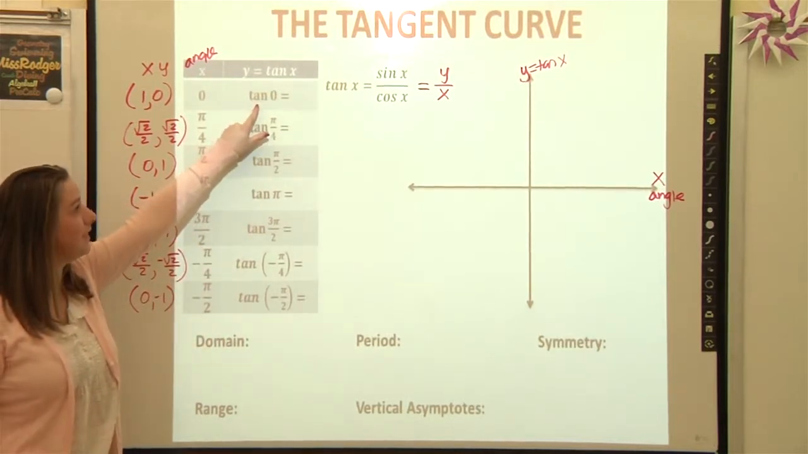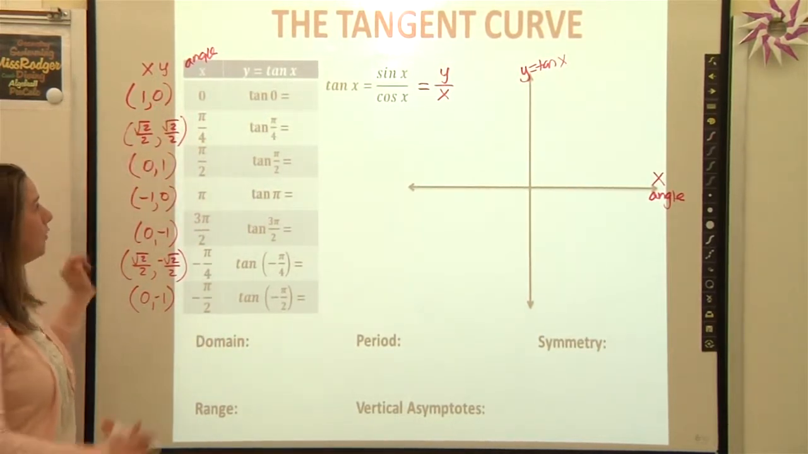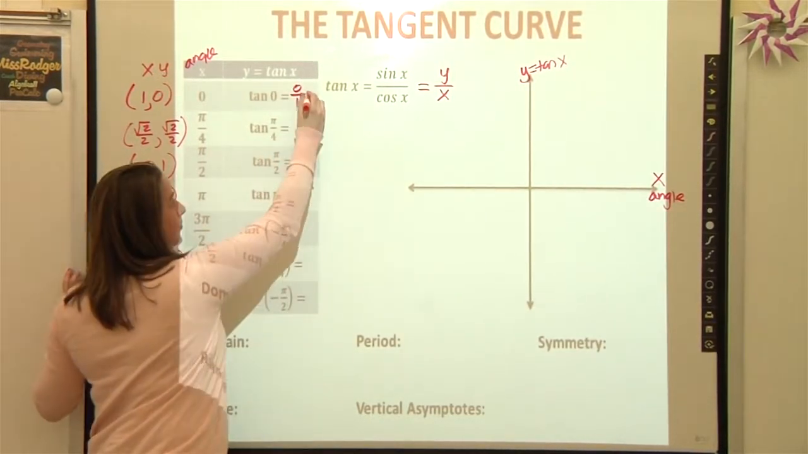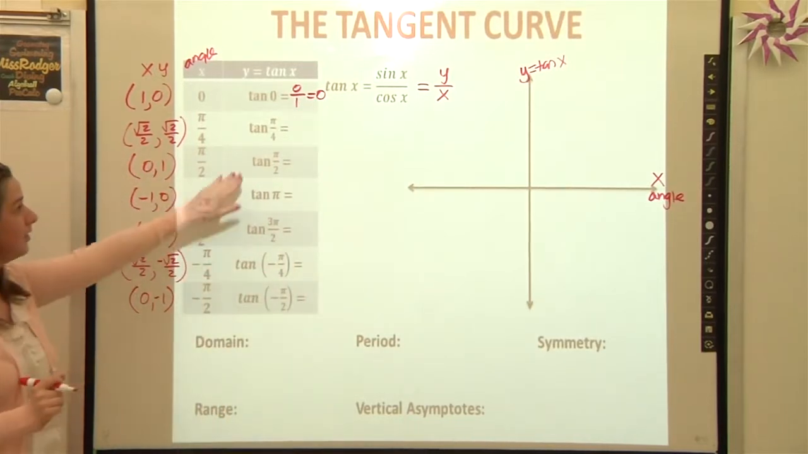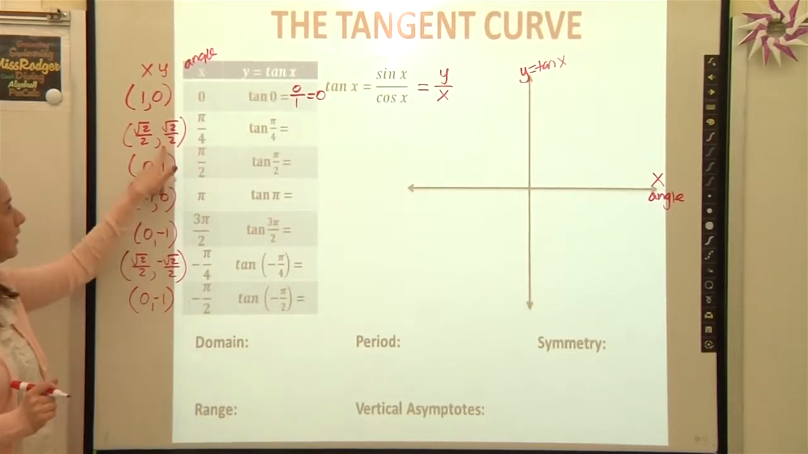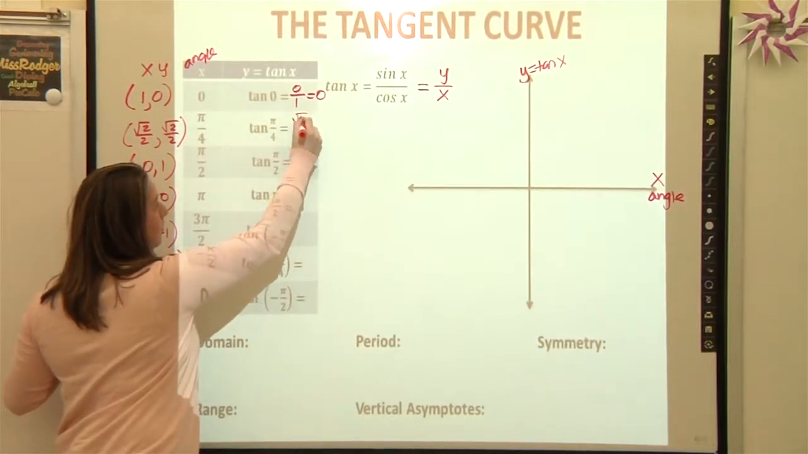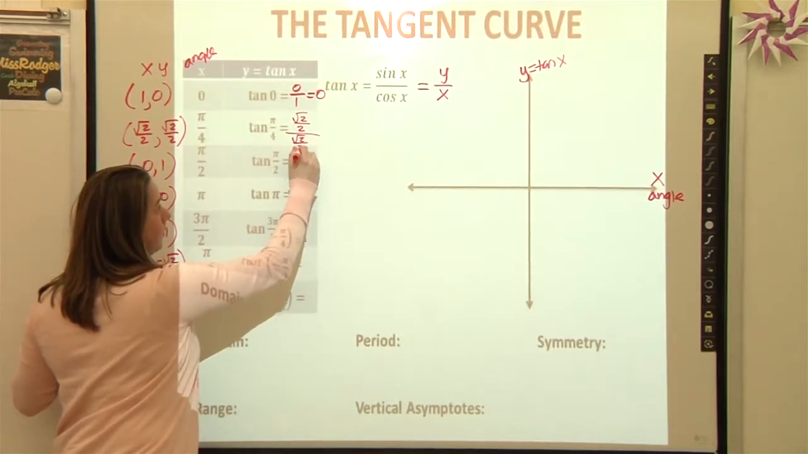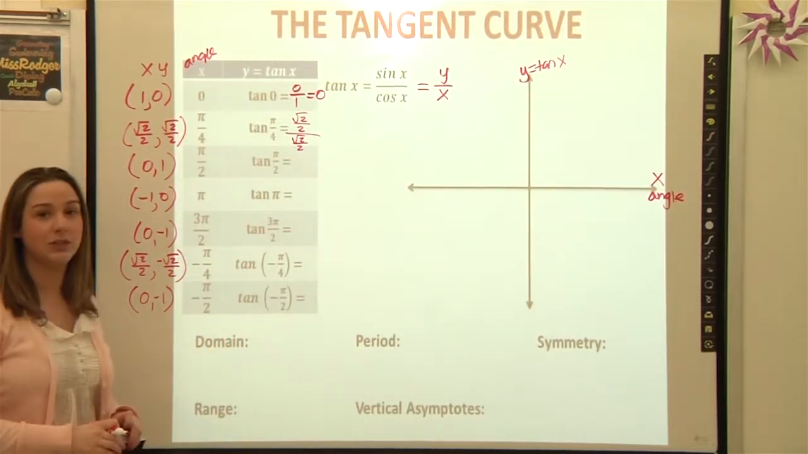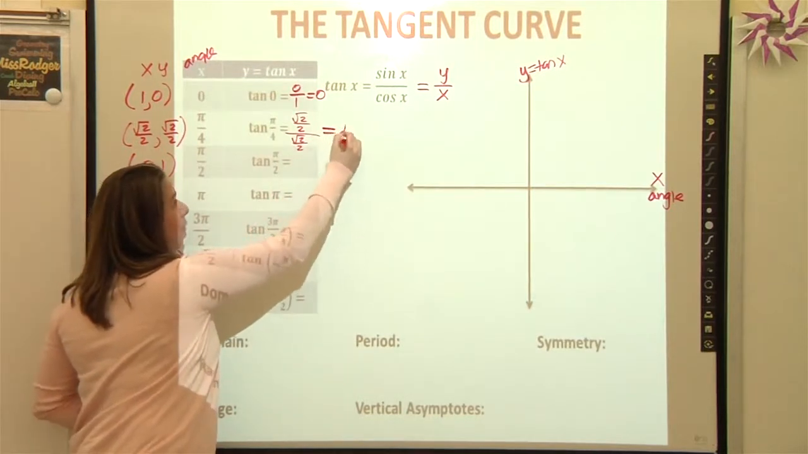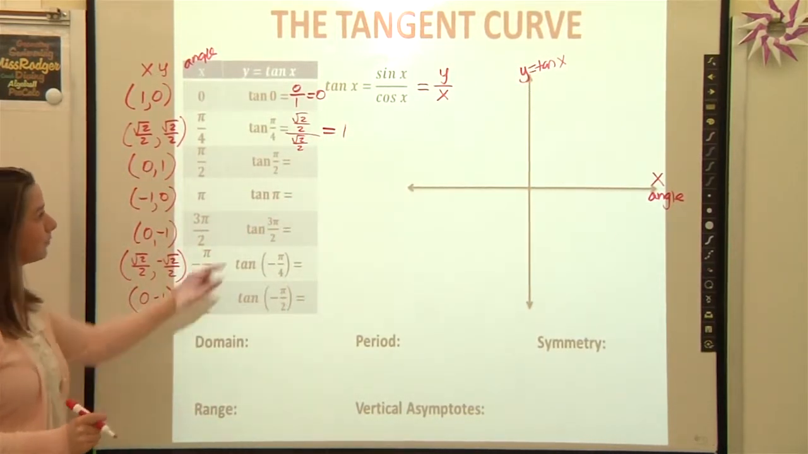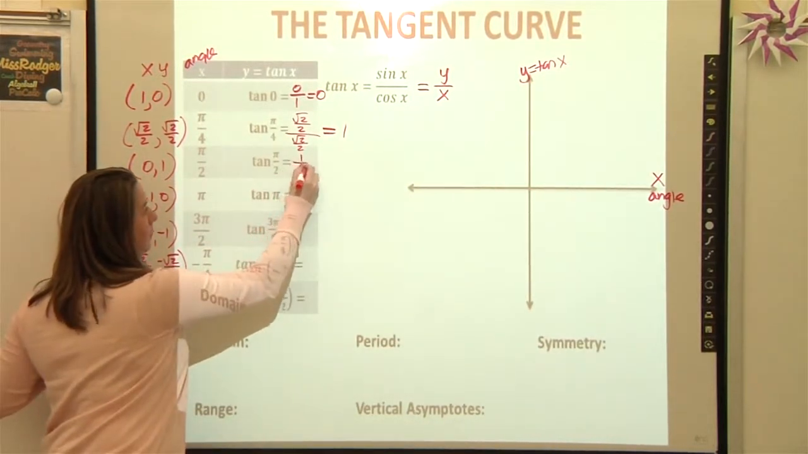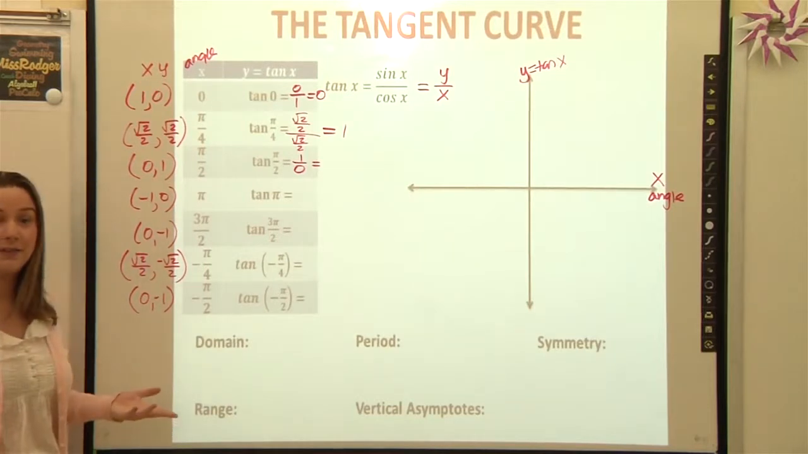So our tangent of 0 is going to be 0 over 1, which is going to just be 0. Our tangent of pi over 4 is going to be radical 2 over 2 over radical 2 over 2. And this is going to simplify down to be a value of 1. Our tangent of pi over 2 is going to be 1 over 0, which is going to be undefined.